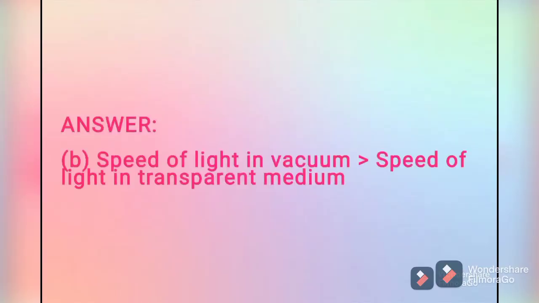And the answer is option B. Speed of light in vacuum is greater than speed of light in transparent medium.